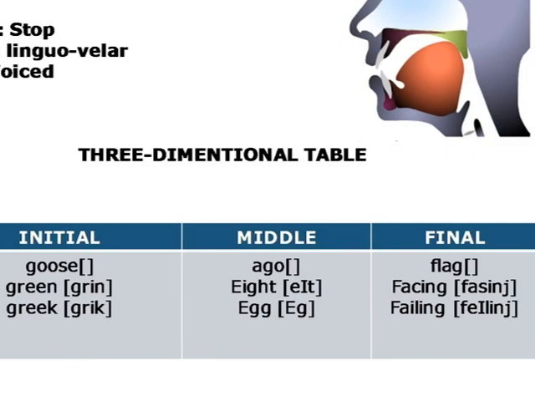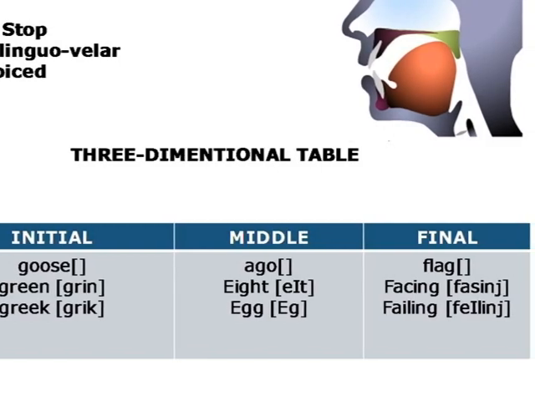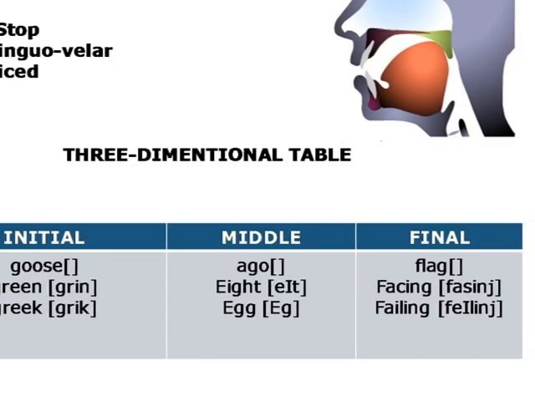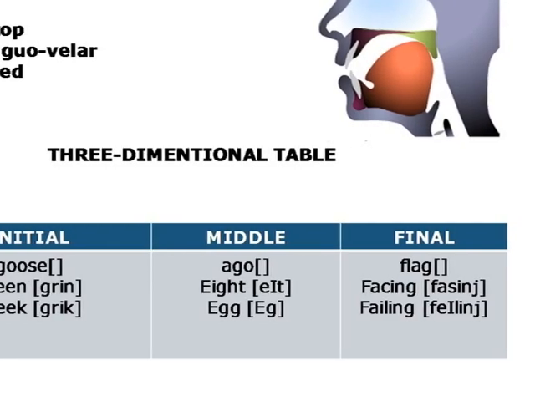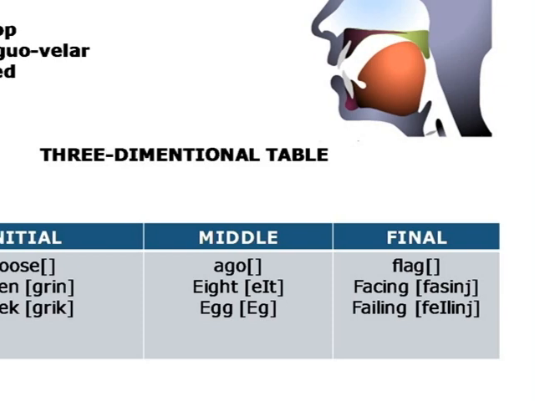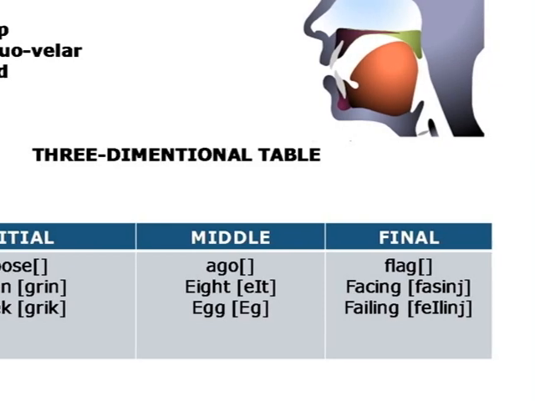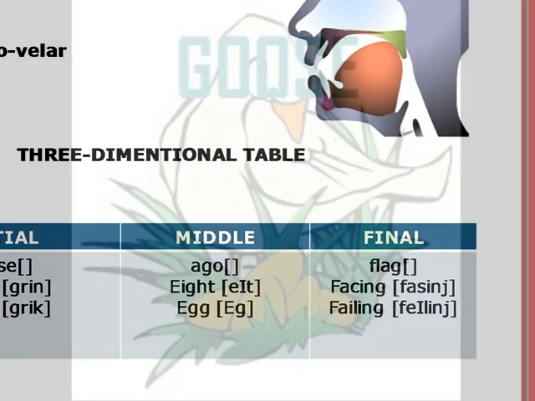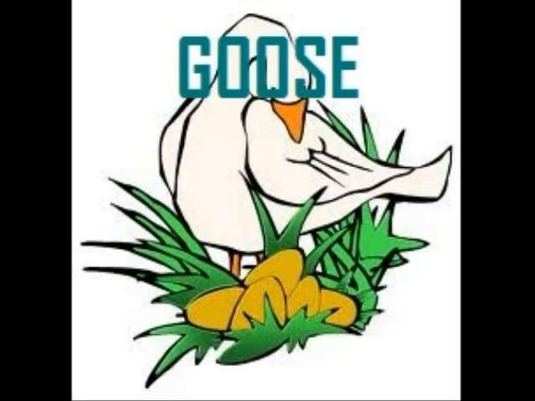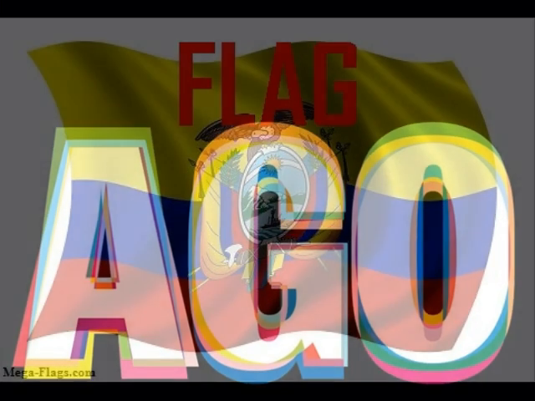Three-dimensional table. Initial position: goose, green, Greek. Middle position: ego, egg. Final position: flag, facing, filing. For example, goose, flag, ego.